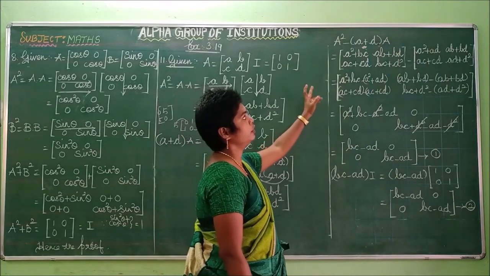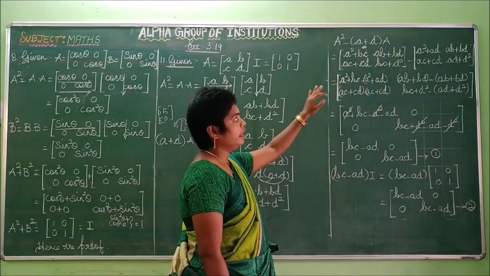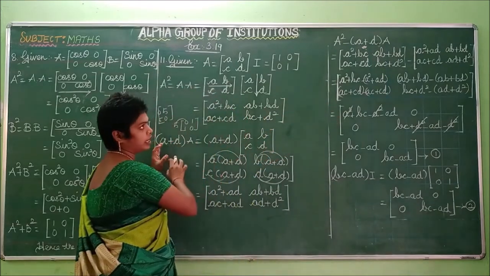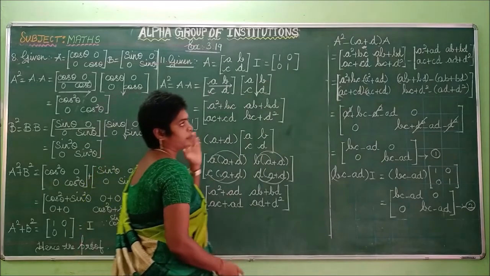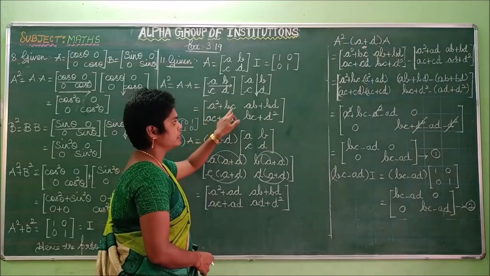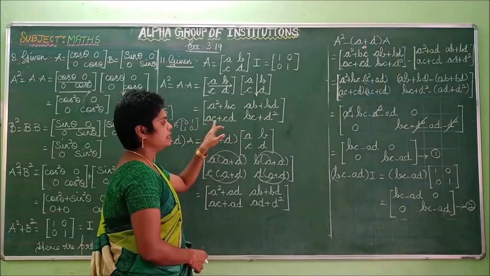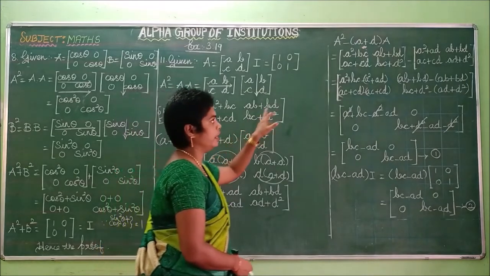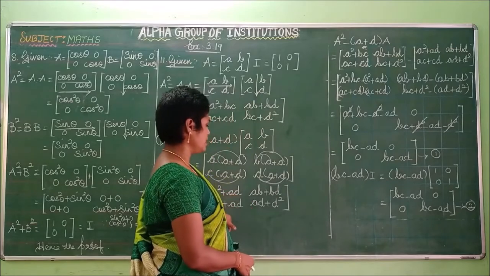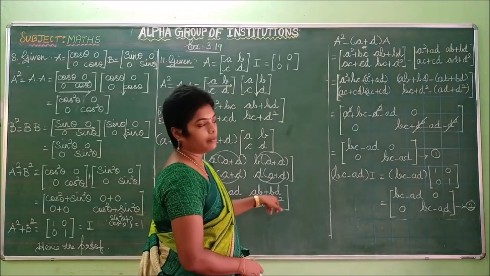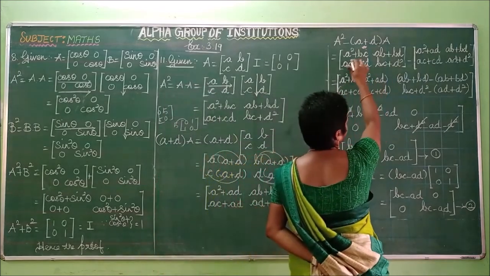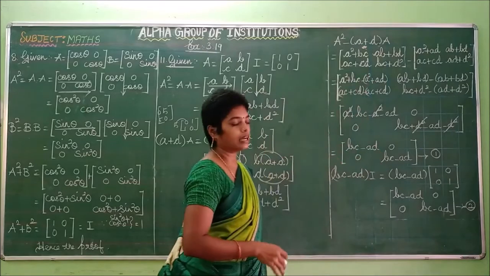Our LHS is equal to A squared minus A plus D into A. We have to simply find out A squared and A plus D into A, and substitute the values. So what is our A squared? Our A squared is A squared plus BC, AB plus BD, AC plus CD, BC plus D squared. Then minus A plus D into A, which is A squared plus AD, AB plus BD, AC plus CD, AD plus D squared. Then subtract the corresponding terms.